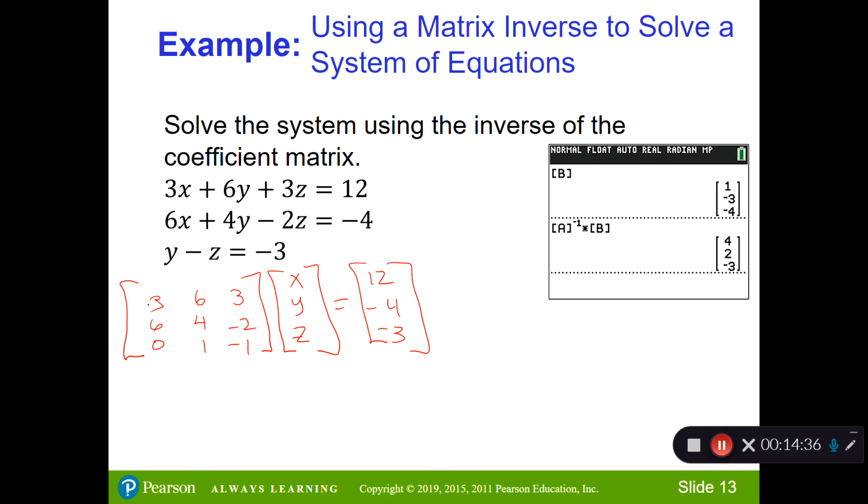Now we can see by multiplying this row times this column and equaling it to this value, we end up with the first equation. By multiplying the second row times this column and equaling it to this value, we end up with the second equation. And multiplying the third row times this column and equaling it to this value, we end up with the third equation. So what we just saw says our x, y, z is the inverse matrix times this guy.